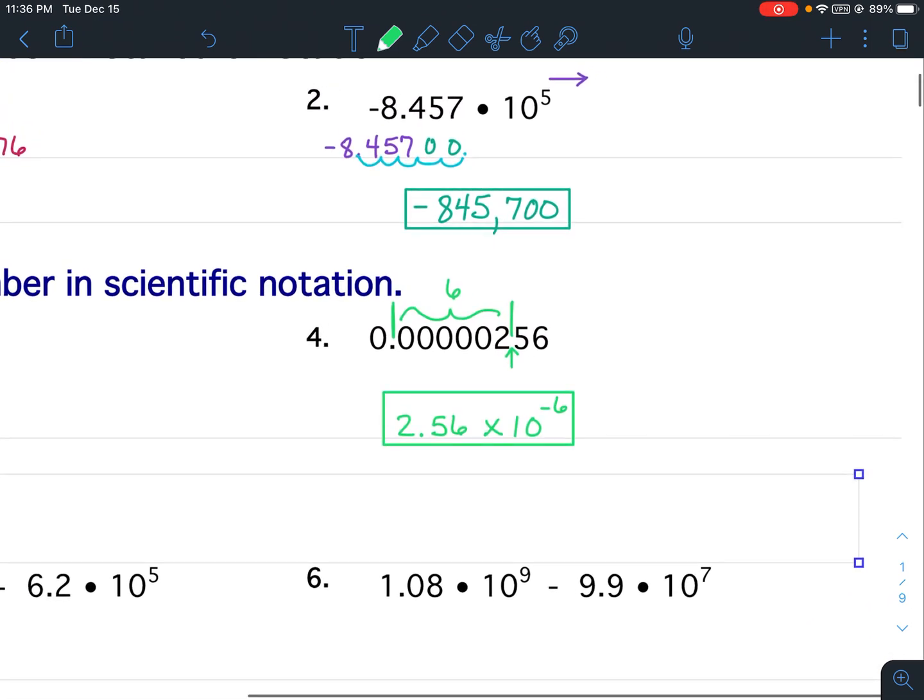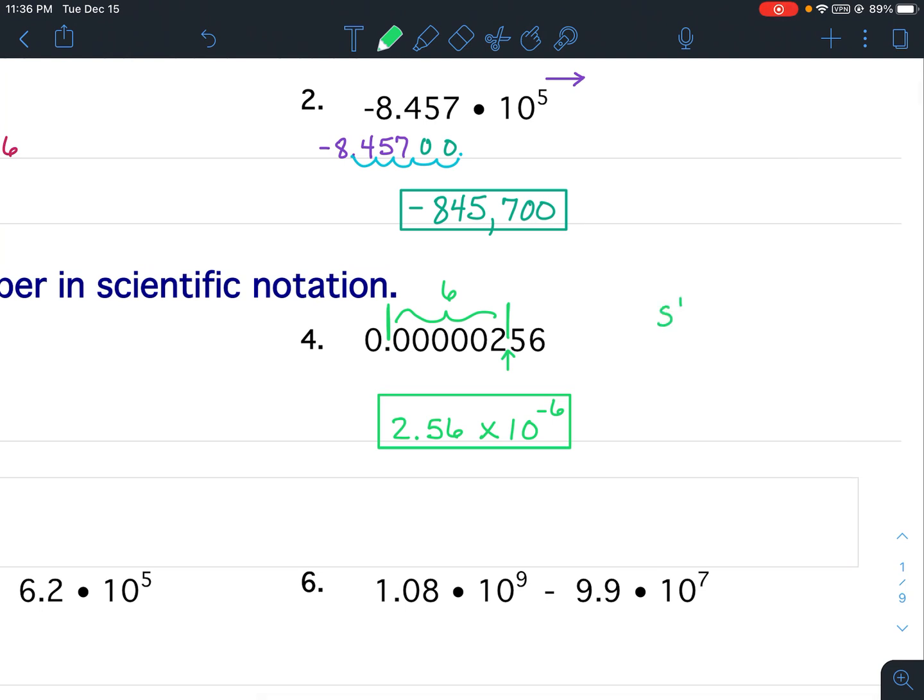So I would like you to write that down. Starts with 0. Negative exponent.